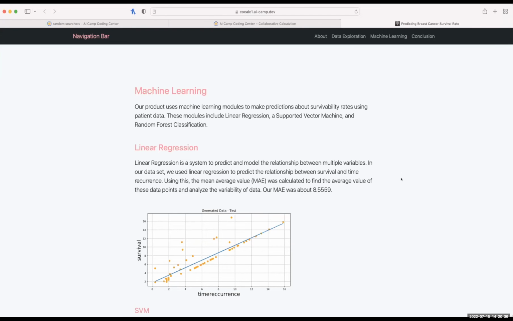And in our data set, we use linear regression to calculate the MAE, or the mean absolute error, to find the average value of these data points and analyze the variability. And our MAE was about 8.5559.